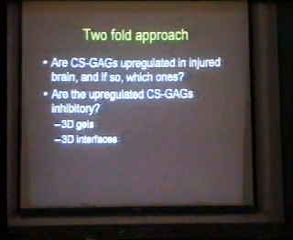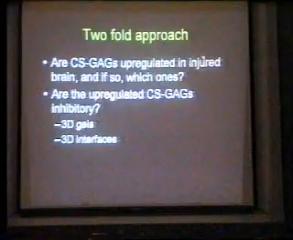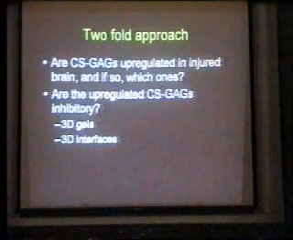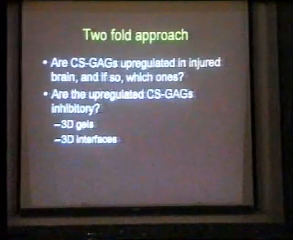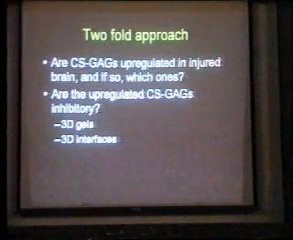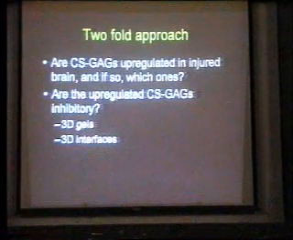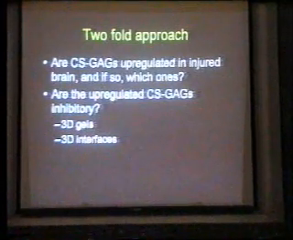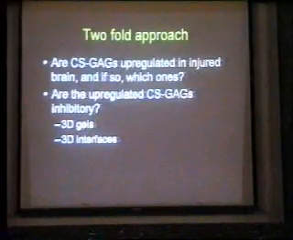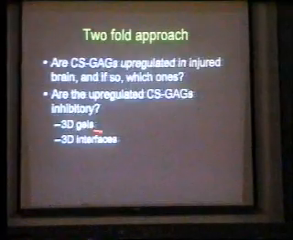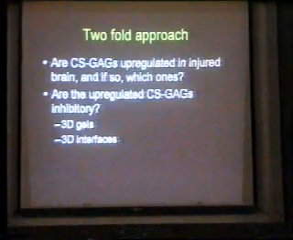So we asked this question. Are the GAGs upregulated in injured brain, and if so, which ones? Just the sugars, okay? And they never exist by themselves. They're always with the protein core, and the protein core may also contribute to inhibition. But in this talk, I'll just focus on the sugars. And if they're upregulated, are the upregulated sugars any more inhibitory than the other ones that are normally present? And I'll show you a couple of different ways of using quote-unquote tissue engineering strategies to answer this question.